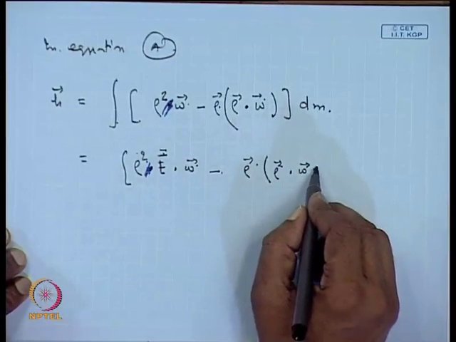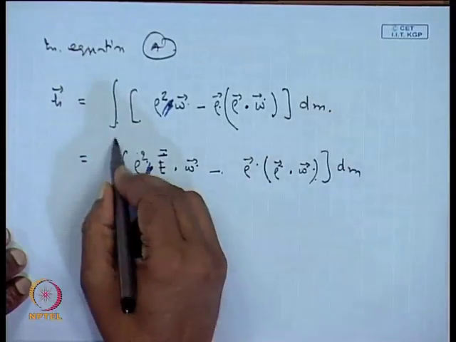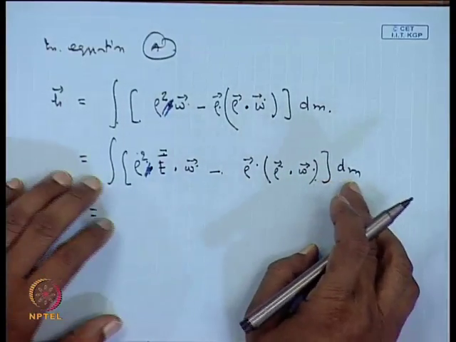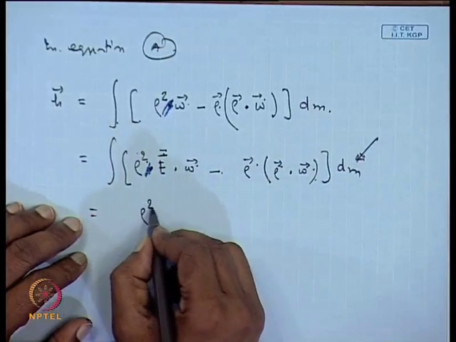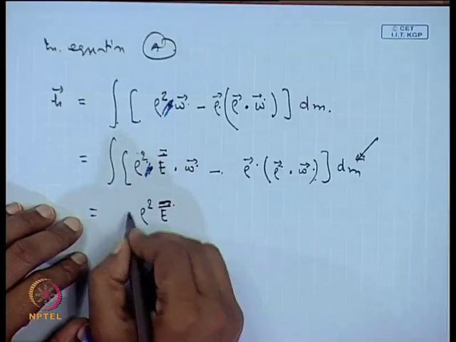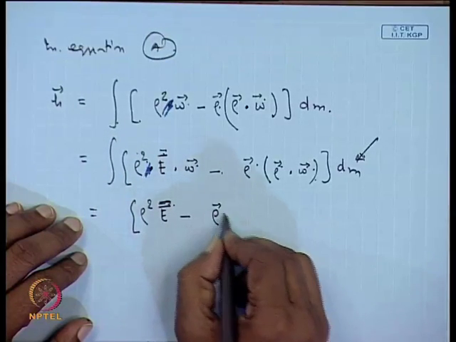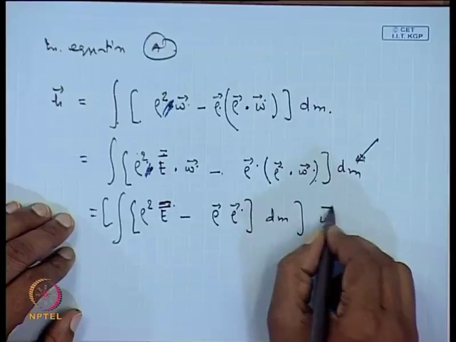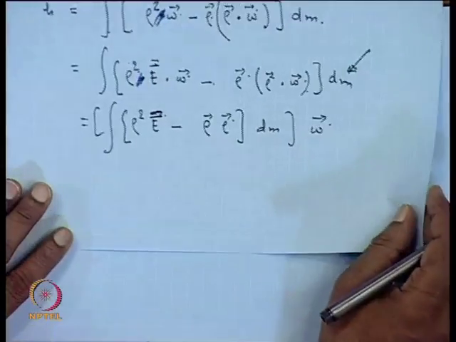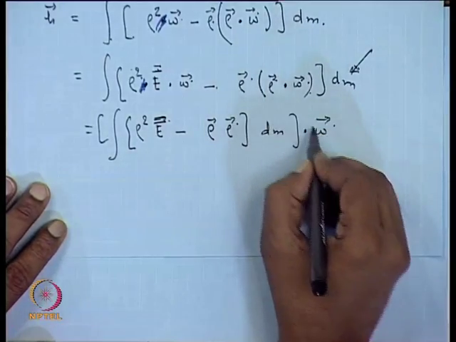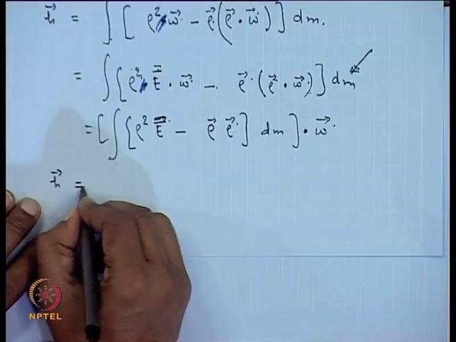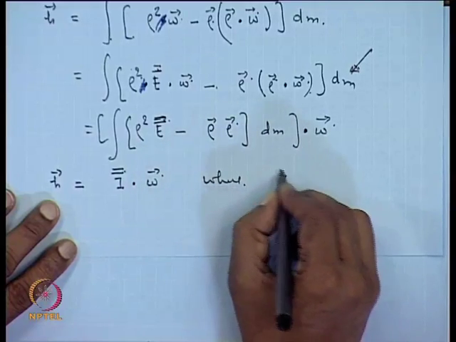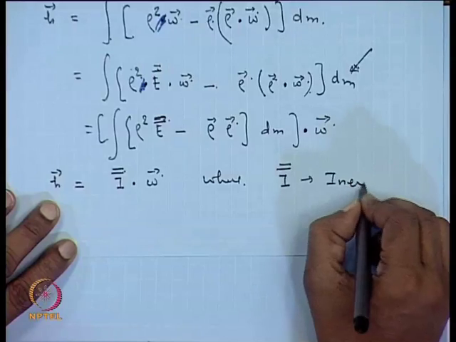Now, if you look into this equation, omega can be taken out of the integration sign, because the integration we are doing is with respect to the mass, not with respect to omega. So, therefore, we can write this as rho square E double bar minus rho rho, and this multiplied by omega, and here the dot we are bringing in. So, ultimately H can be written as I double bar dot omega, where I double bar is called the inertia dyadic.